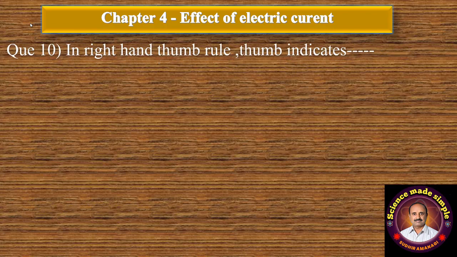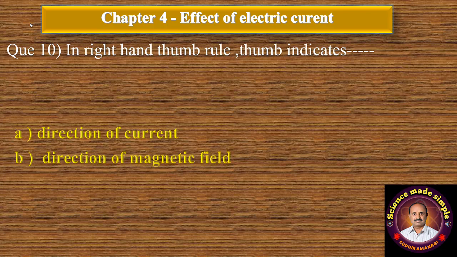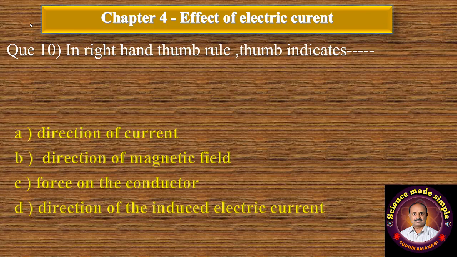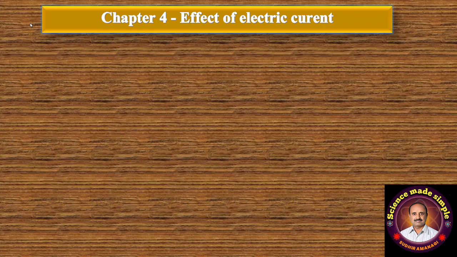Question number 10. In right hand thumb rule, thumb indicates dash dash. A direction of current, B direction of magnetic field, C force on the conductor, and D direction of the induced electric current. Correct answer is that option A direction of current.